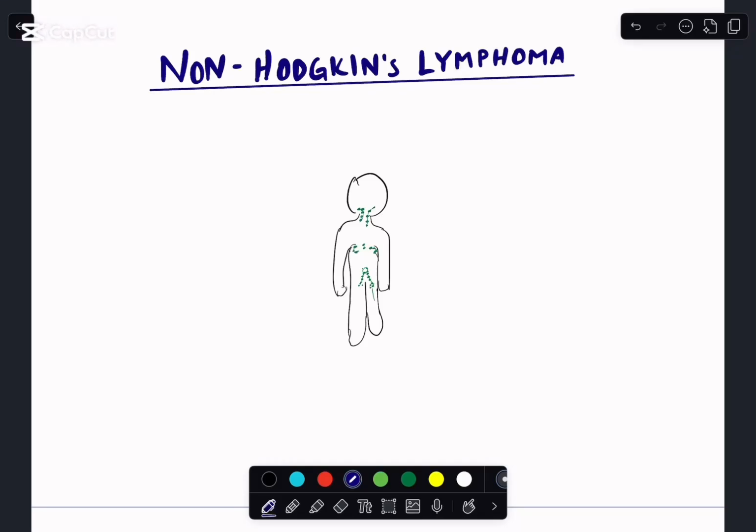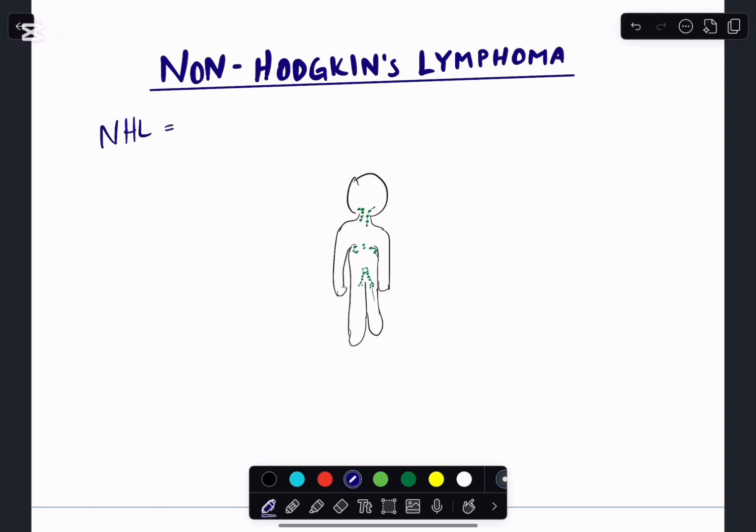Have you ever heard of Non-Hodgkin's lymphoma, or NHL? It's the most common blood cancer and affects thousands of people worldwide. But what exactly is it? How does it present? And how do we treat it? Stick around as I break it all down in a simple, easy to follow way.